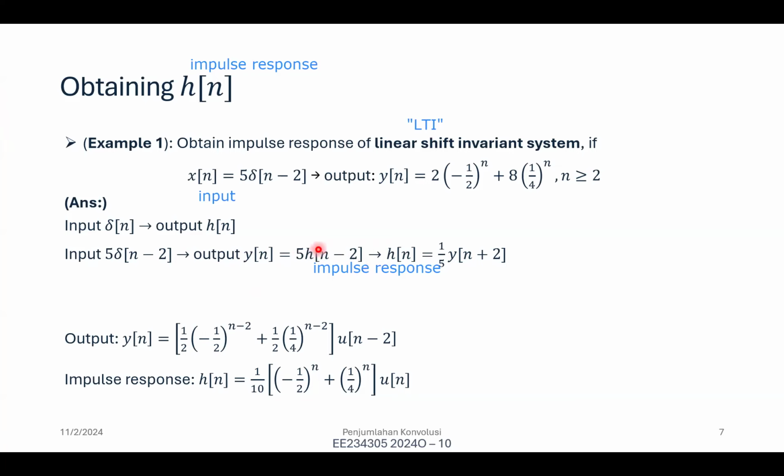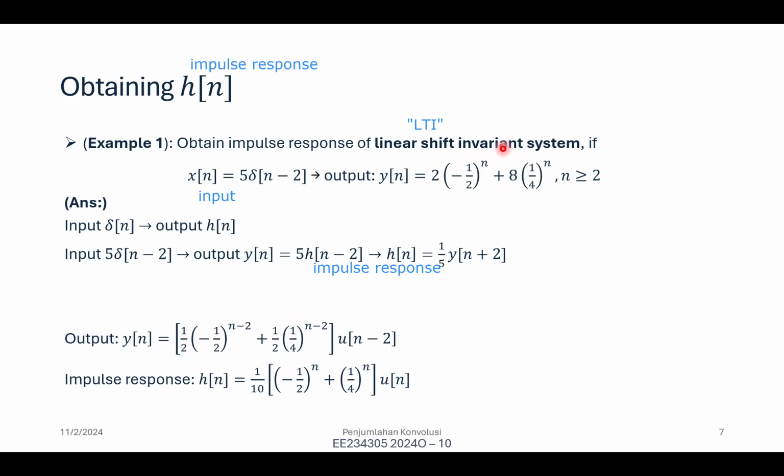So we have h n minus 2 now equals 1/5 of yn, and we have hn equals 1/5 of yn plus 2, because this is again the linear shift invariant system. Now we get that the output is like this. So this is actually the other representation of the output. So if we have yn equals 2 times minus a half to the power of n, we can write it as this, or we can also keep the same as this.